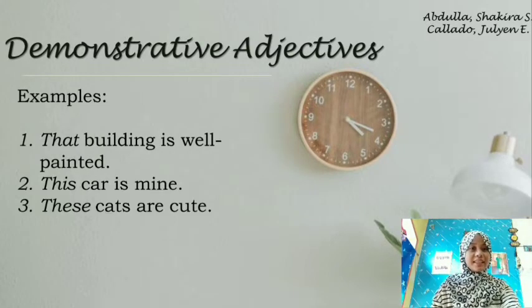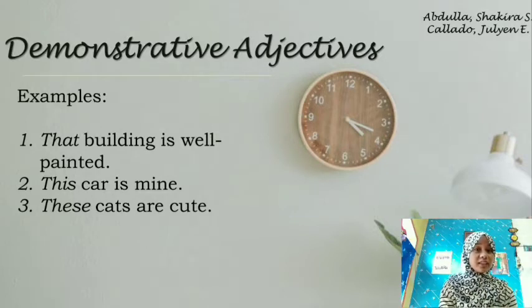Let us take a look at these examples. Number one, that building is well painted. So in this sentence, our demonstrative adjective is that, and it modifies the word building. That building. So the demonstrative adjective always comes before the word it modifies, and it is seen in this sentence: building comes after the demonstrative adjective that, and that comes before the word it modifies. That building is well painted.